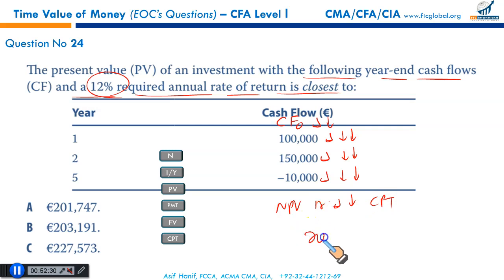You get your result. That will be 201,747. Simply use your NPV function and you will get your results straight away.